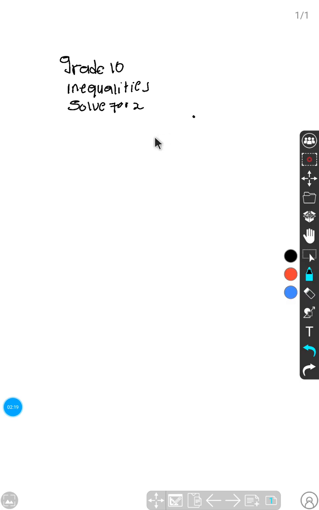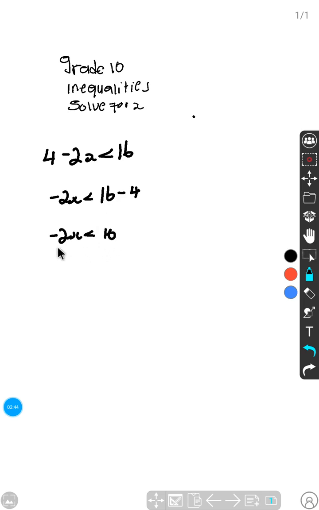Okay, let's look into another question. We have 4 minus 2x less than 16. So what we're going to do, we're taking the 4 that side. It's going to change the sign. It's going to be a minus 4. 2x less than 16 minus 4 is 10. Then we divide both sides by minus 2. When you divide both sides by minus 2, the sign also changes. So we are going to get x greater than minus 5.